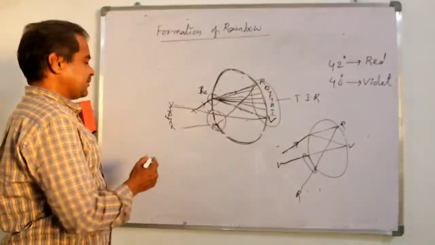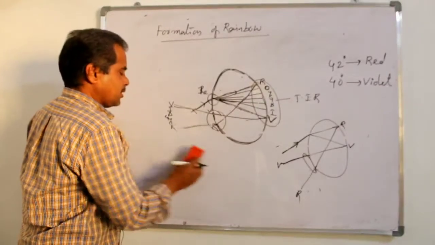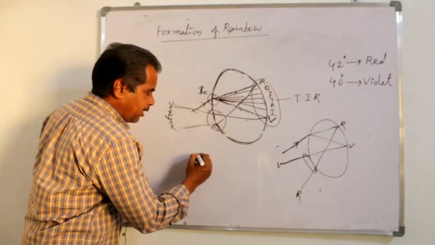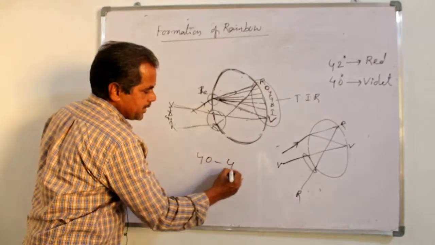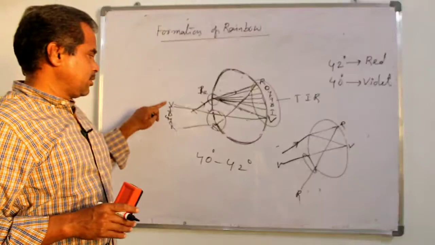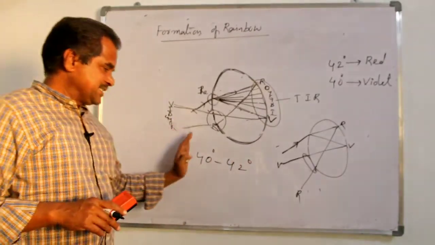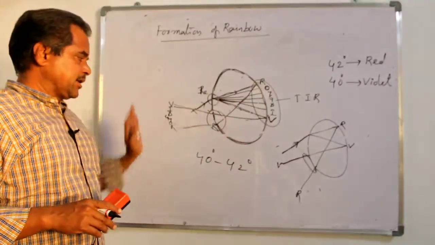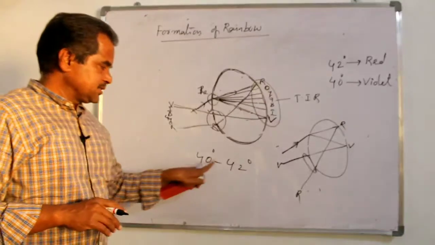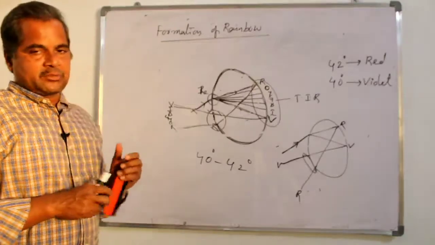So it is very clear that in any rainbow, all the colors which are formed can be seen between the 40 degrees angle and the 42 degrees angle. So this is the formation of the rainbow.